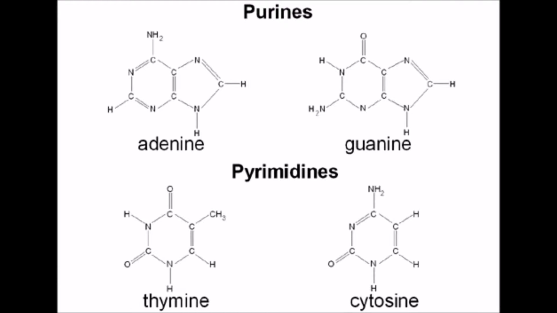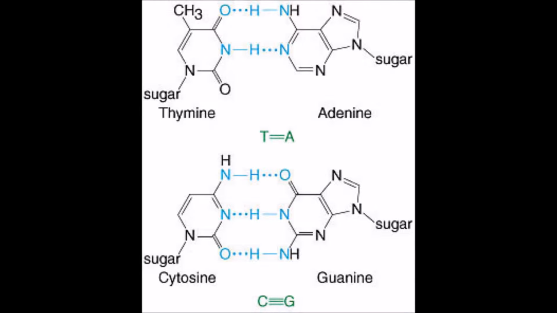The four types of nitrogenous bases are thymine, adenine, cytosine, and guanine. Thymine and cytosine are single ring structures called pyrimidines. Adenine and guanine are larger double ring structures called purines. Bases are generally referred to by their first letter, so either T, A, C, or G.